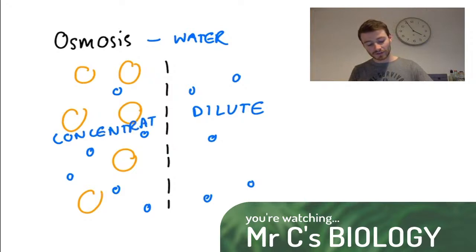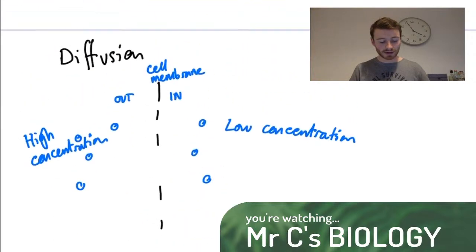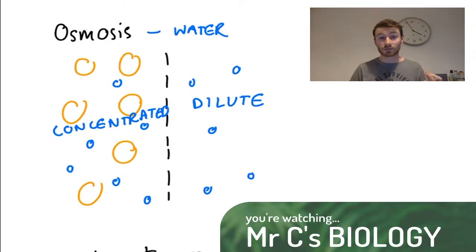Now, we've said in the previous bit with diffusion, things move from where there are lots of them in a high concentration to where there's not much of them in a low concentration. The same thing is going to happen here, except just with the water. On the dilute side, we have lots of water and we don't have anything else, so the water there is in a high concentration, as it were. On the other side, it's concentrated. There's not as much water in comparison to the things around it.